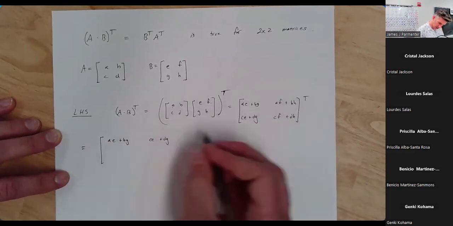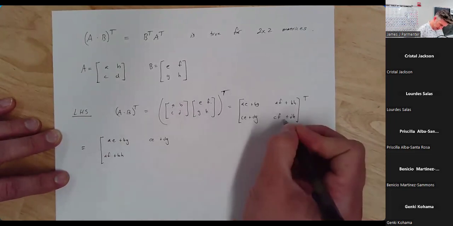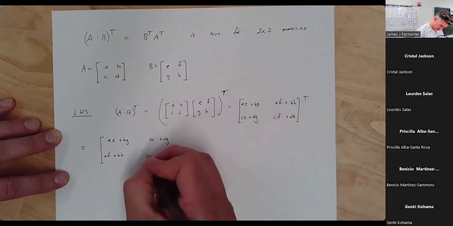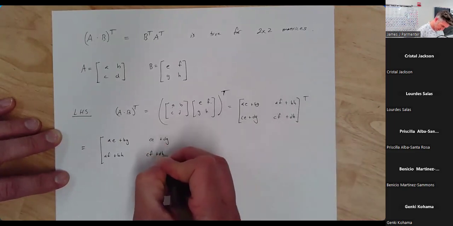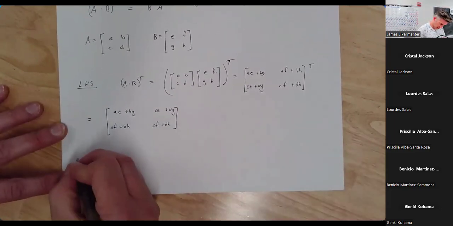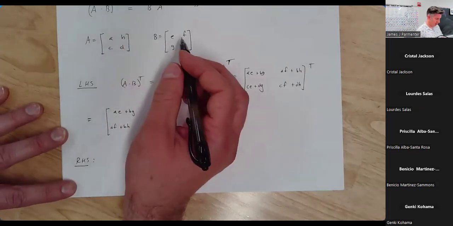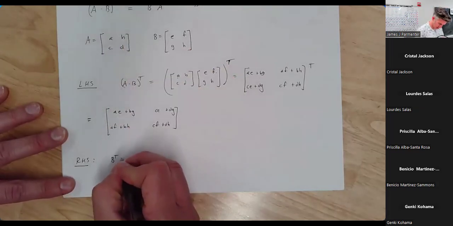And then my bottom row is going to be AF plus BH and CF plus DH. Now let's calculate the right-hand side. So right-hand side, B transpose, A transpose. Well, luckily, transposing them first is actually pretty easy.